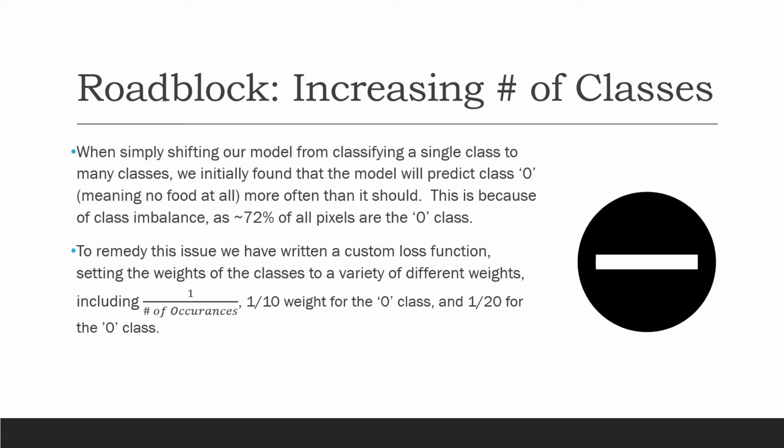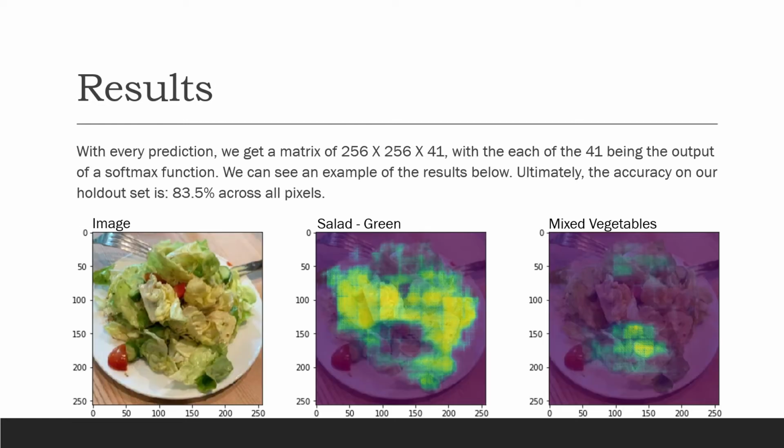We initially found that the model would just predict 0, which means no food at all, and it would do that either more often than it should or just totally would do it for all of the data. This is because approximately 72% of all the pixels are the 0 class. To remedy this issue, we wrote a custom loss function, and we set the weights of that custom loss function to a variety of different things. We experimented with 1 over the number of occurrences, 1 over 10, 1 over 20. And we'll see in the code in a little bit which one we actually ultimately used.